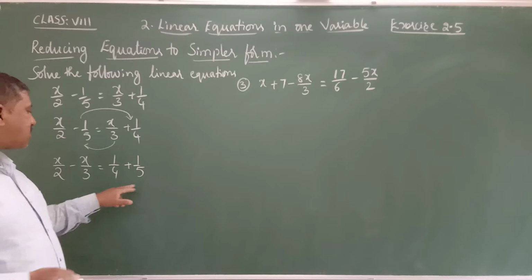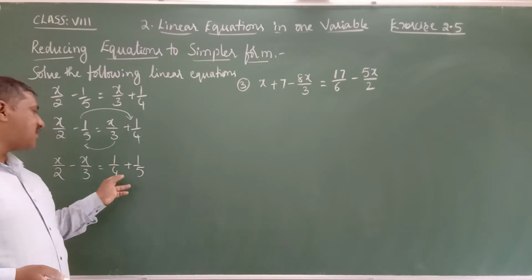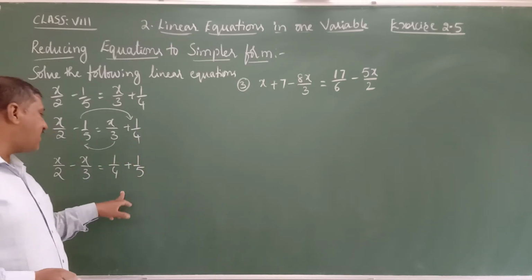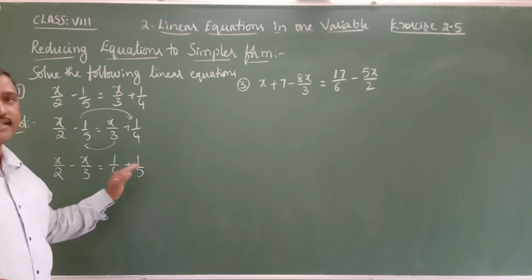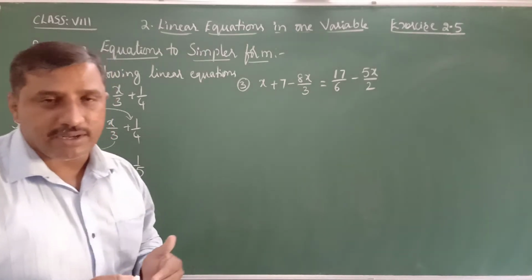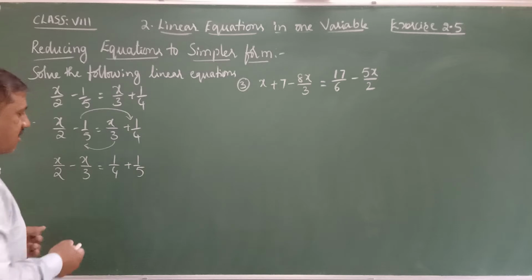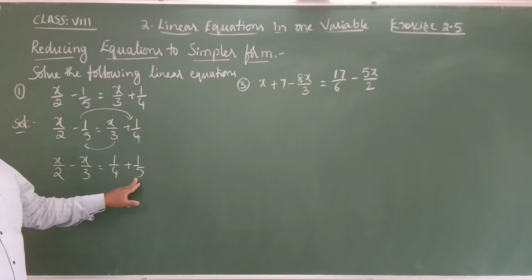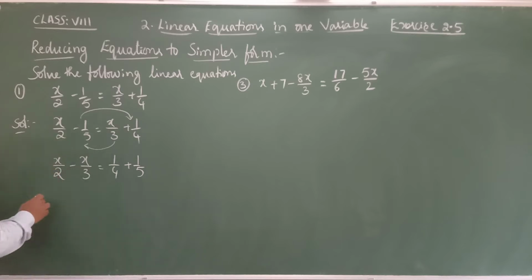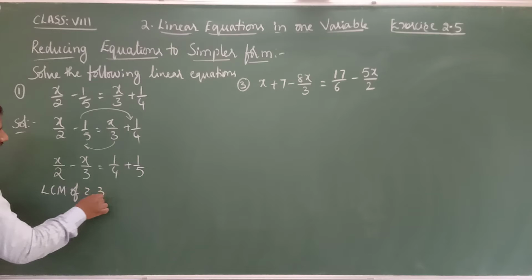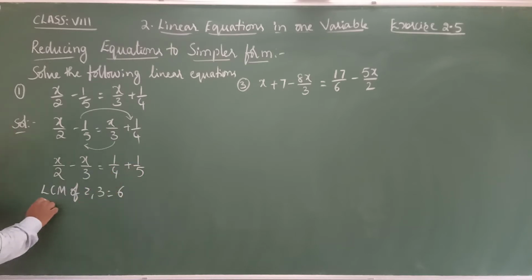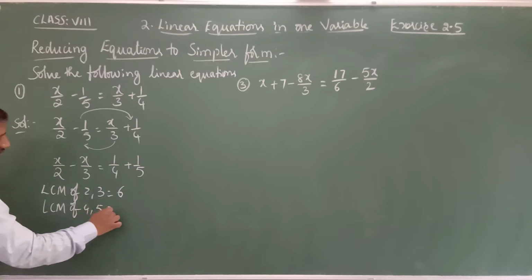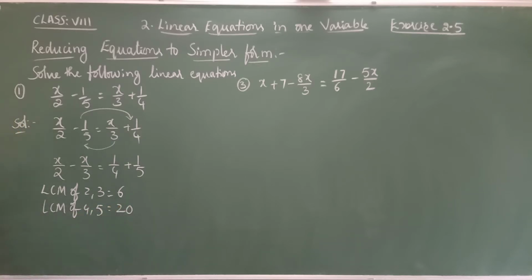Similarly, on the right hand side also we have fractions. Take the LCM of 4 and 5 to add 1 by 4 and 1 by 5. The LCM of 4 and 5, they are consecutive numbers, they are co-primes, so their product itself will be the LCM. Now the LCM of 2 comma 3 is 6, and the LCM of 4 comma 5 is 20. 4 fives are 20, their product.